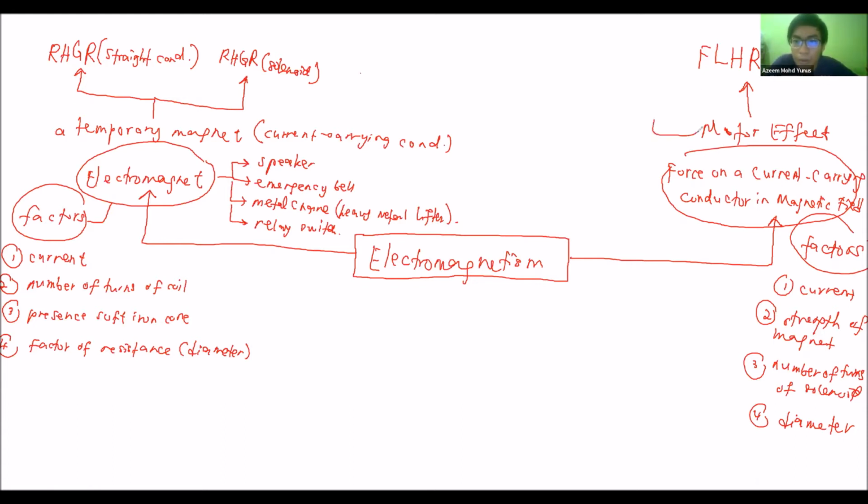So why is it called the motor effect? Due to the force produced by the catapult field. Or we can say that this is the resultant force as well. It is due to the combination and interaction between the electromagnetic field and the magnetic field of the permanent magnet.